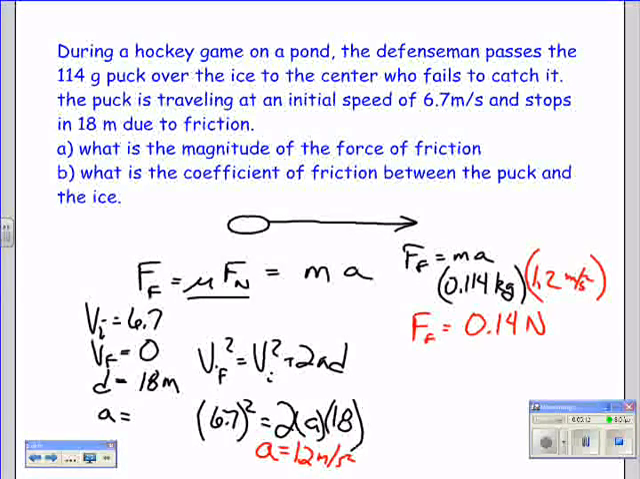Now, does that seem like a small frictional force? Yeah. It's a hockey puck and ice. There's not much friction there. That's the whole point of hockey, it glides. So what's the coefficient of friction? Well, the coefficient of friction is only found in this equation right here. So our force of friction is 0.14. Our coefficient is what we're looking for. What is the normal force in this case?